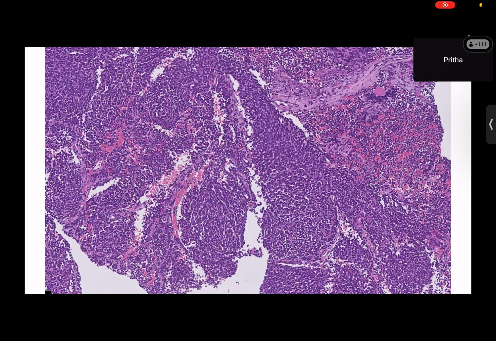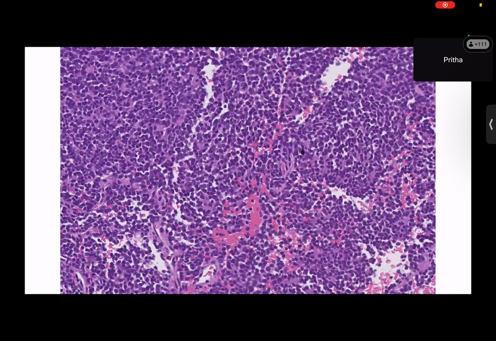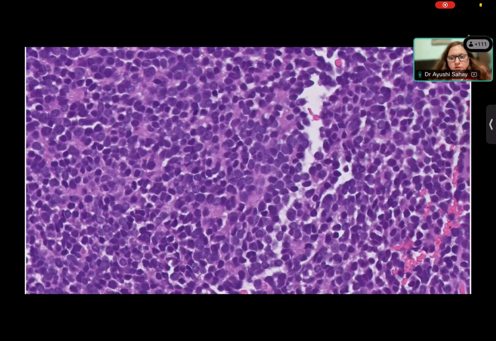So the section shows monomorphic cells which are arranged in diffuse sheets, and these cells have scant cytoplasm, round to oval hyperchromatic nuclei, and inconspicuous nucleoli, and a mild degree of nuclear pleomorphism. And I think in some figures, rosette-like structures are also seen. Yes. And there are a few mitotic figures seen as well. Yes. So actually not much to go on, just undifferentiated kind of round cells.